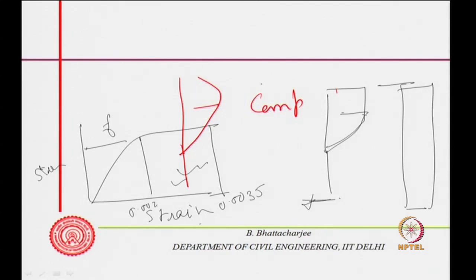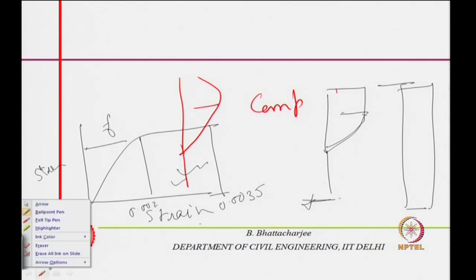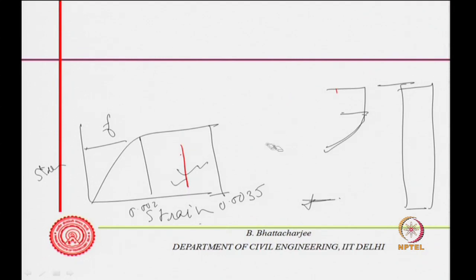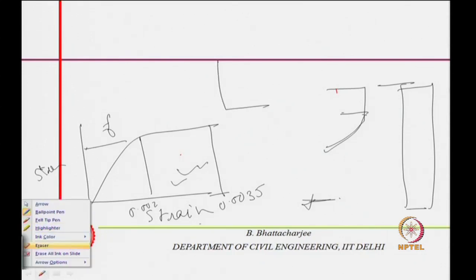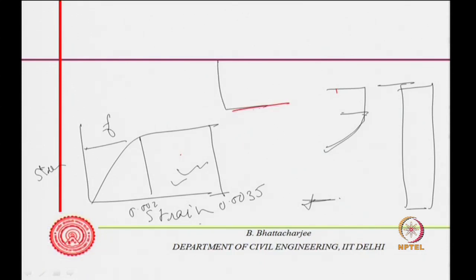In fact, the stress strain curve of concrete should look like something of this kind. Let me draw it with red color. The stress strain curve of concrete will look like this, with the maximum stress here. Beyond that, you assume it is a straight line. So, the actual stress strain curve of concrete is like this, and this is important in flexural design.